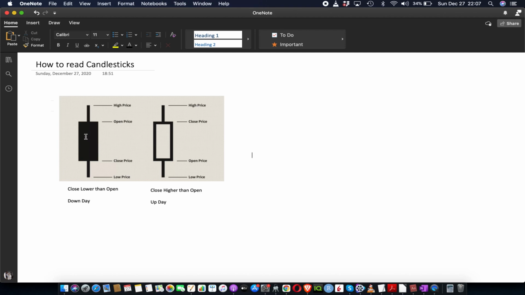Now as you can see, the candlestick has a wide part. This is often called the real body. This real body represents the price range between the open and close of that day's trading.